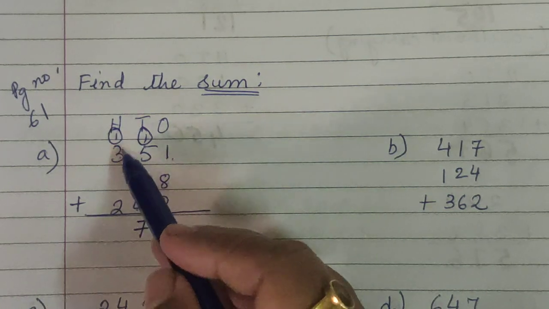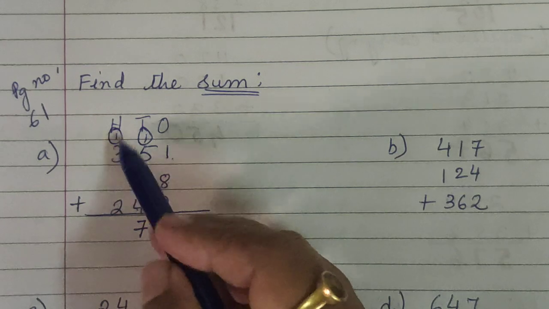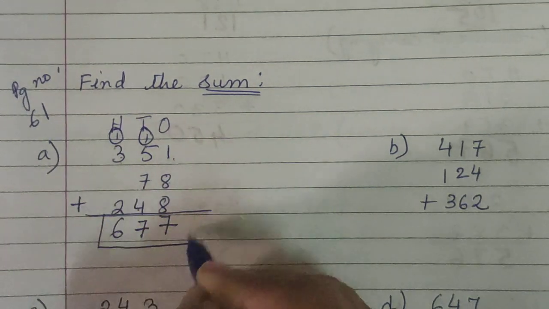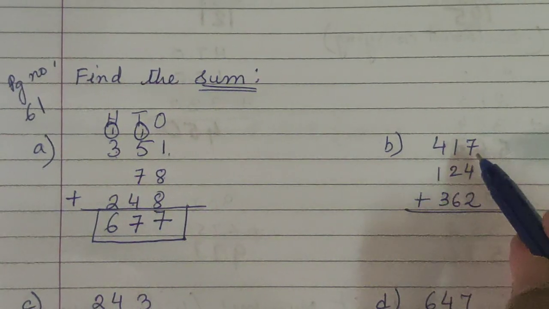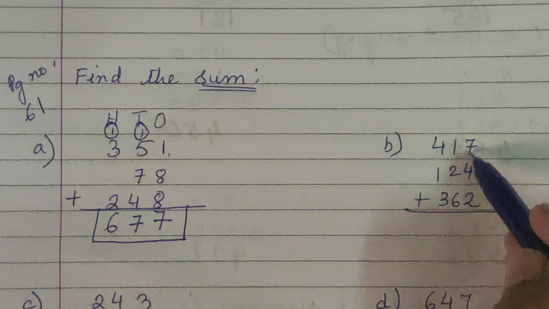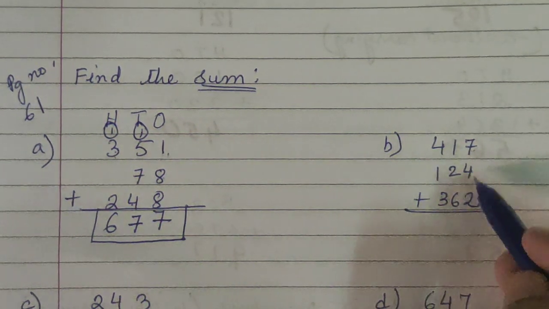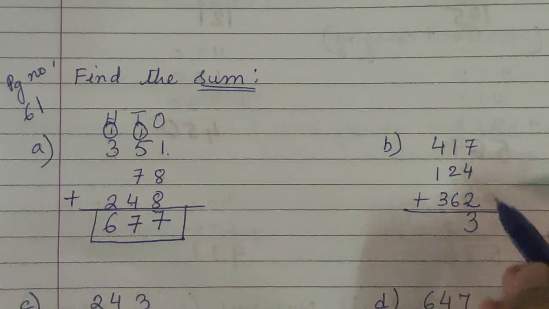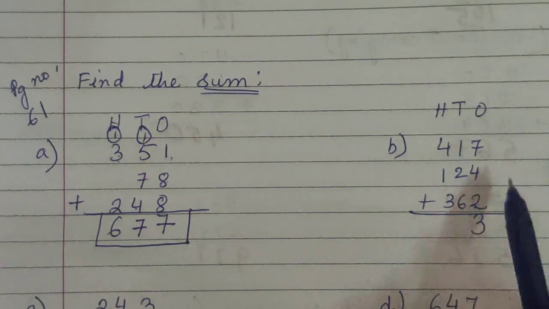So 2 plus 3, in the middle nothing is there. So 2 plus 3, 5. 5 plus 1, 6. 677. Next one you see that. 7 plus 4, 11. 11 plus 2, how much? 13. So here also you have to write hundreds, tens and ones.